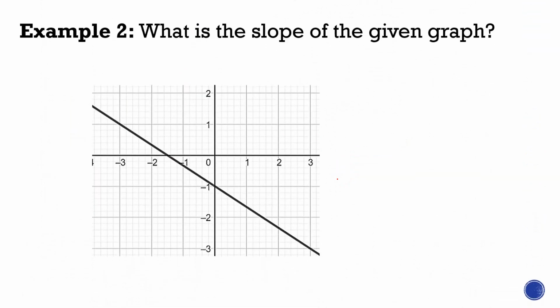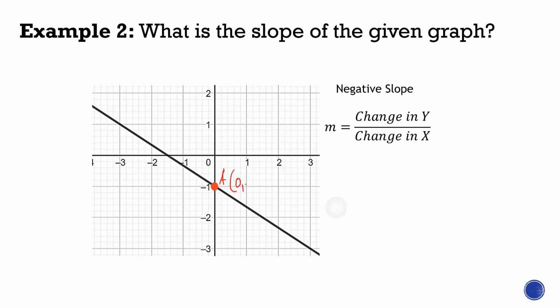Next, here, what is the sign of the slope? Is it a positive slope or a negative slope? That is right. It's descending, so therefore it has a negative slope. First, we need to locate any 2 points on the graph. These 2 points should have coordinates that are integers. So let's name that as point A. Coordinates of that are 0 and negative 1. That's negative 3 and 1, right? Let's name that as point B.